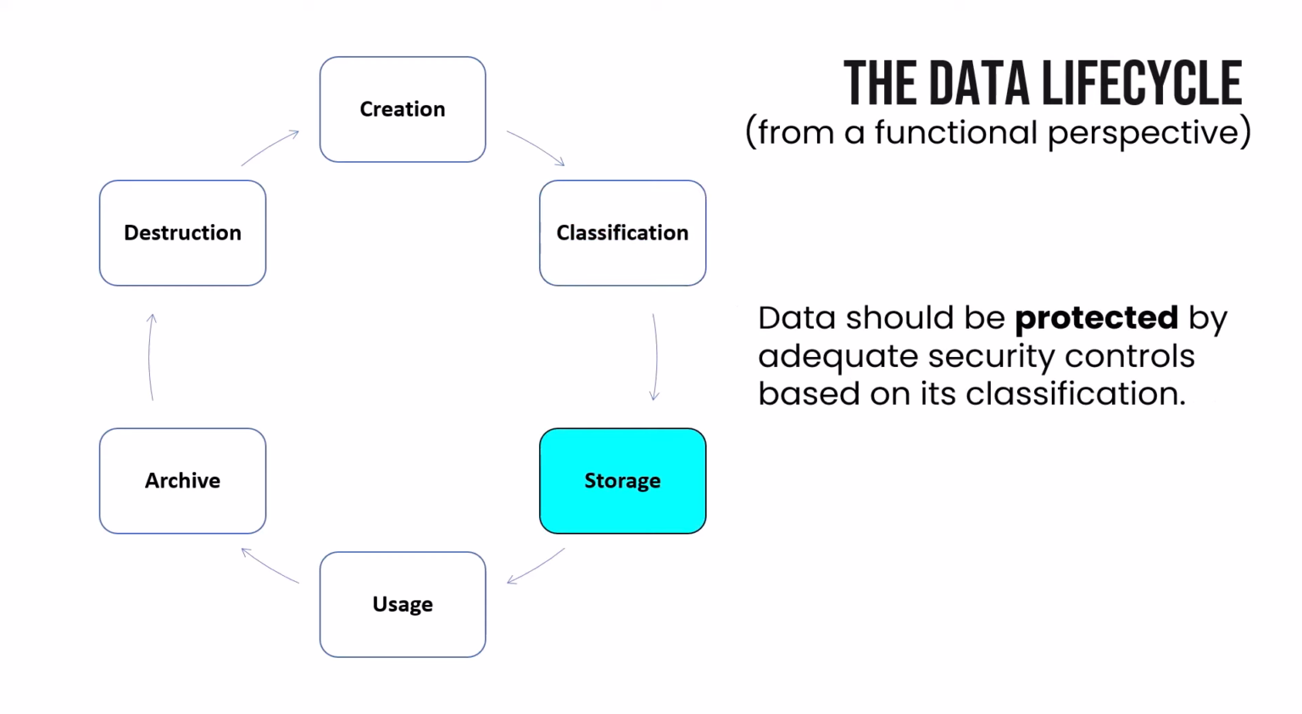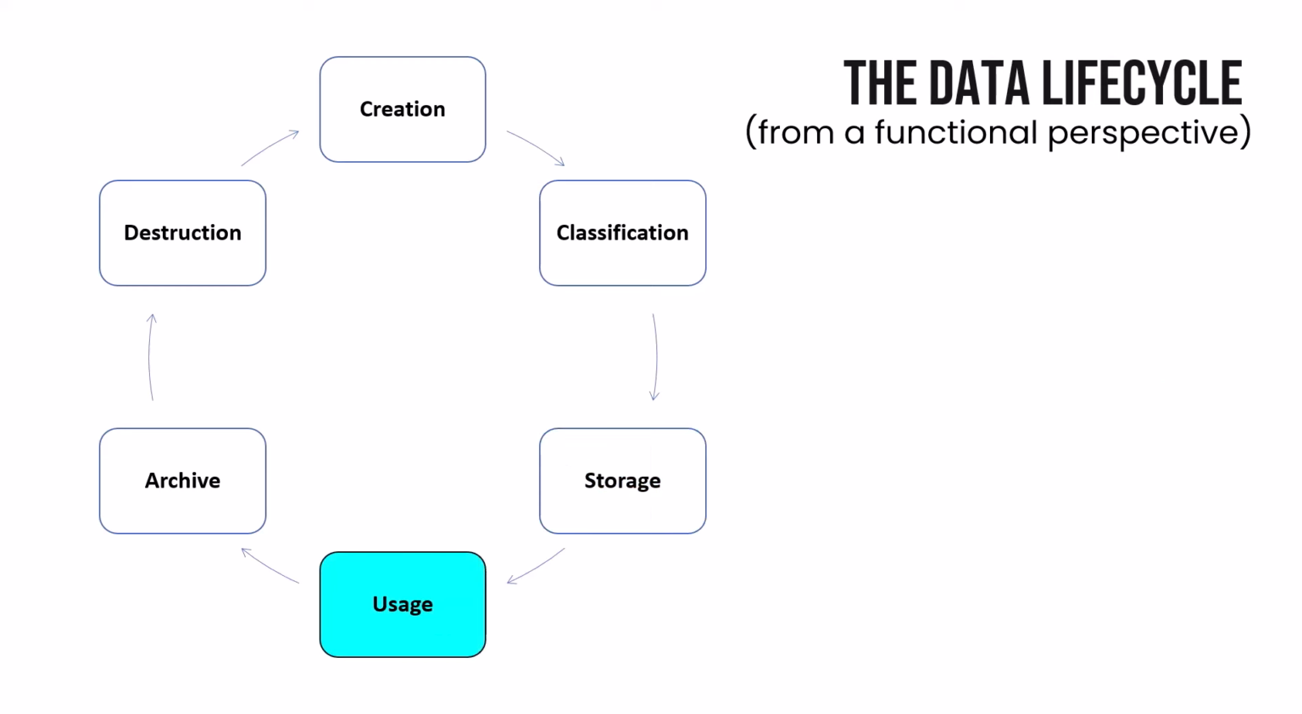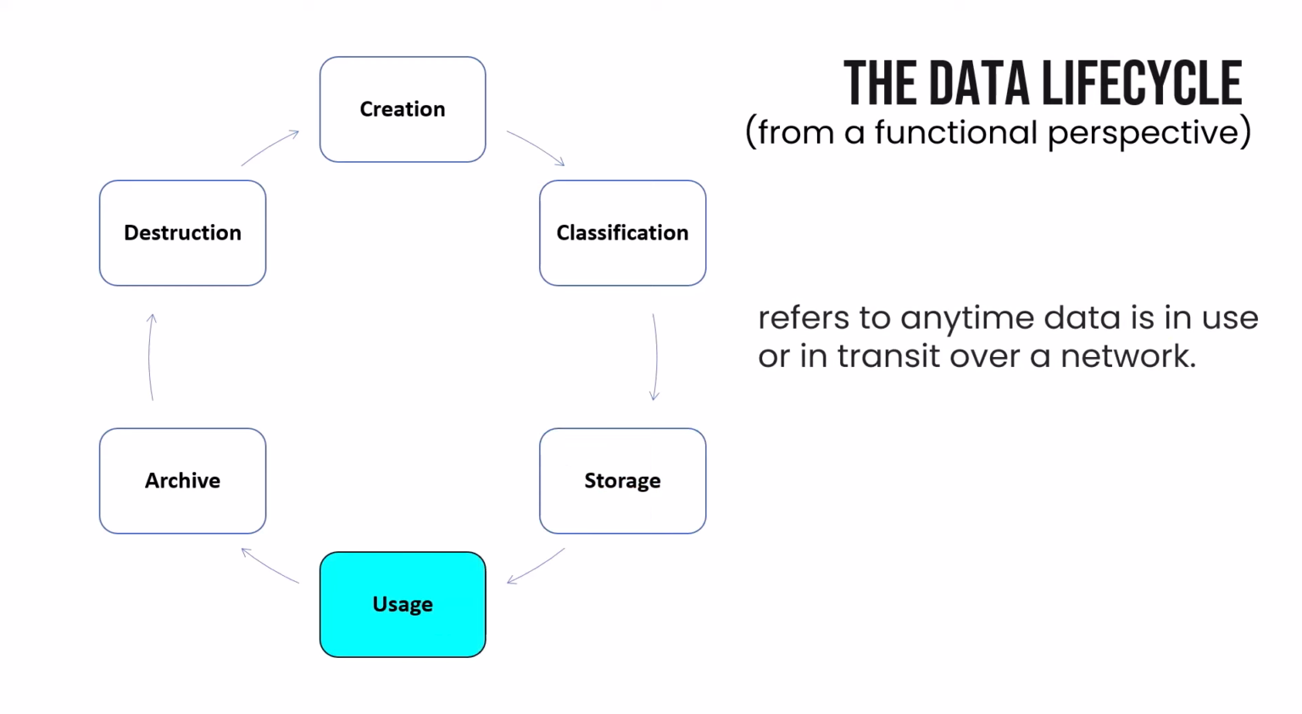Next, we have storage. Data should be protected by adequate security controls based on its classification. That can mean various forms of encryption and access control based on how we classified it. Next, we have use. This refers to any time data is in transit over a network. You'll generally hear this called data in transit or data in motion.